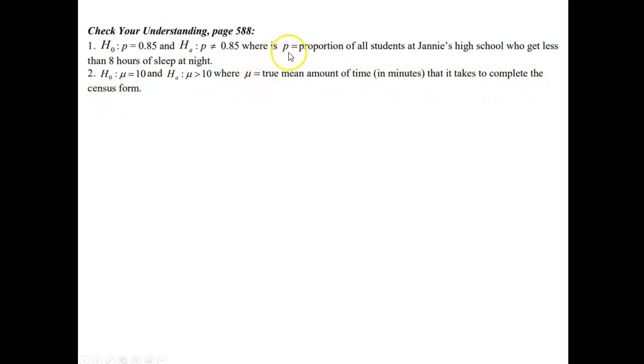Now back to Jamie's problem, they used p because it was a proportion, right? So p is the proportion of all students at her high school who get less than 8 hours of sleep at night.